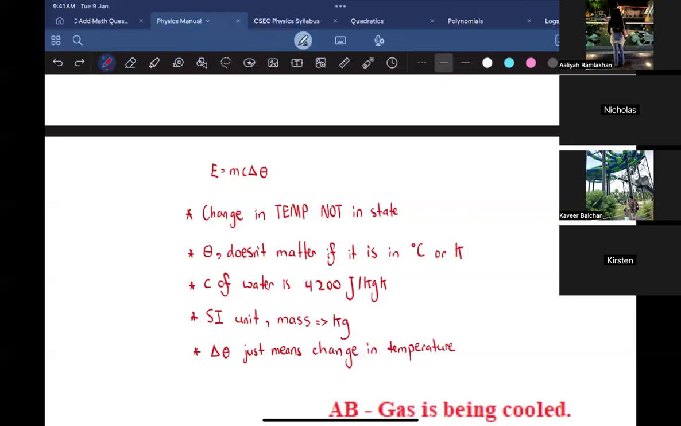Right. So I want you all to copy down all these guidelines, and that should help. So, Aliyah, if in a question you see that ice turns to liquid, will you use E is equal to MC delta theta? Ice turns to liquid.